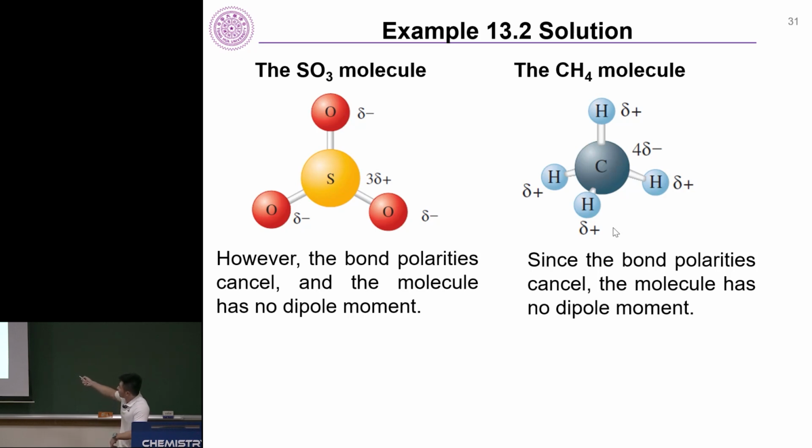Methane, CH4: carbon has a high electronegativity, so it's going to be partially negative, and the hydrogens partially positive. So the dipoles will go this way, this way, this way, and this way. This molecule is symmetric. That means it has polar bonds, but not a permanent dipole.